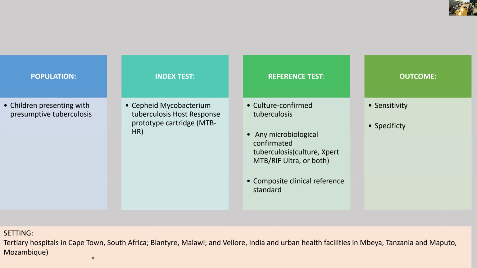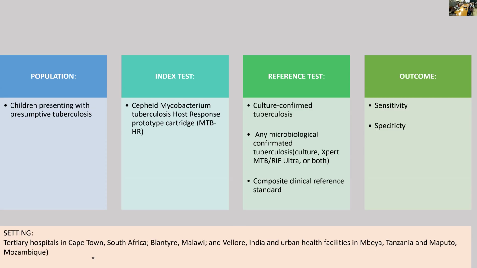The index test was developed by the Cepheid company, and for the reference test they had taken 3 references. The first reference was culture-confirmed tuberculosis. The second reference was any microbiological confirmation, either Xpert was positive or culture was positive. And the third was the composite clinical reference standard, where either the patient clinically looked like TB or the microbiology was confirmed. And the outcomes they looked at were sensitivity as well as specificity. So this was the setting.